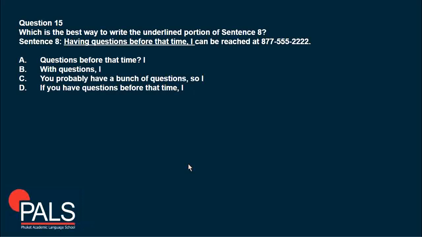All right. Which is the best way to write the underlined portion of the sentence? "Having questions before that time, I can be reached at 877-555-2222." So with this, I'm pretty sure you can do your basic technique of substituting the options that we have and getting a feel for which one sounds really good. That's one technique that you can use.